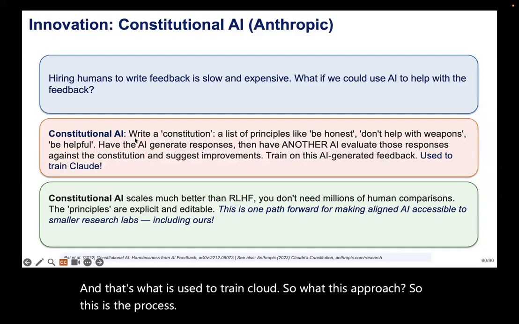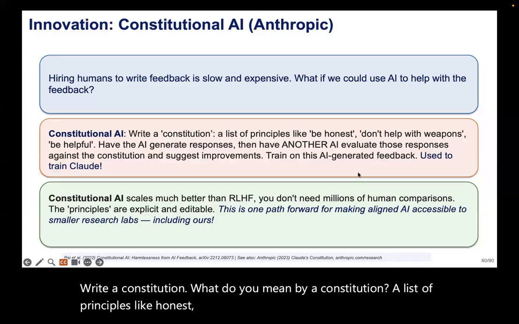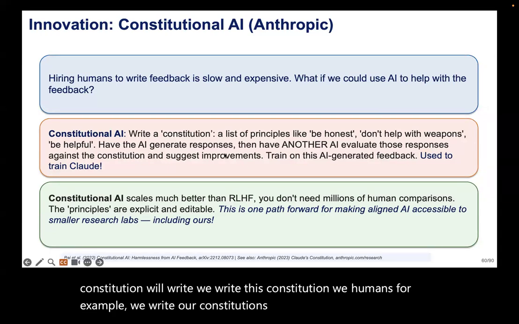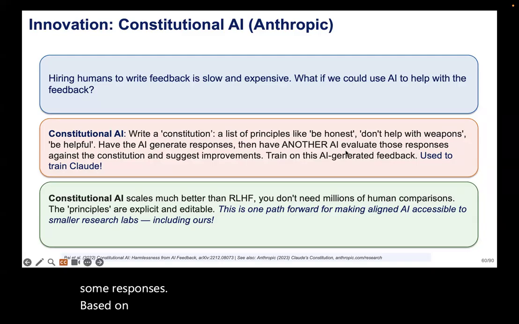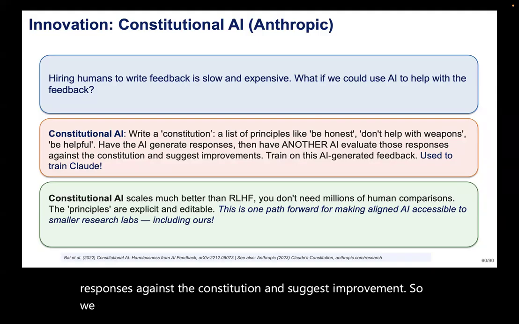Write a constitution. What do we mean by a constitution? A list of principles like be honest, don't help with weapons, be helpful. We humans write this constitution, and then have AI generate responses based on it. Then we have another AI evaluate those responses against the constitution and suggest improvements.